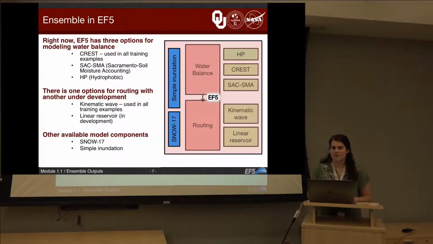We also have the routing models. There is one option for routing with another under development. In all of our examples, we've used the kinematic wave, but there's also the option for linear reservoir, which is still in development. There are 2 other model components. There's a snow component, and there's a simple inundation component. And we will talk about that in these EF5 advanced training presentations.